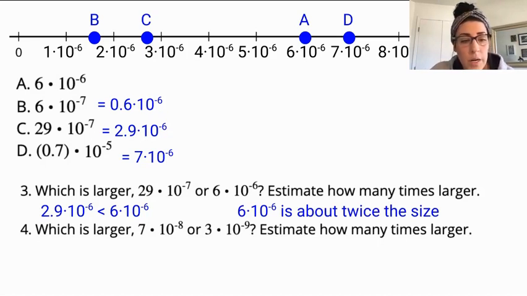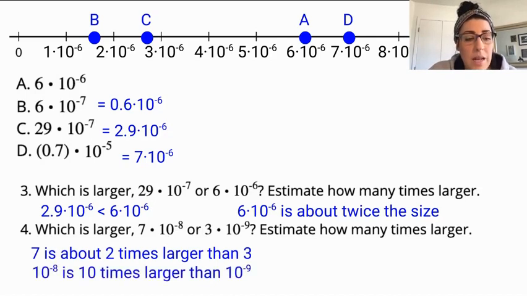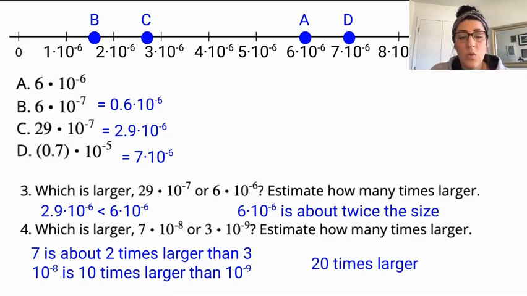In question 4, between the two that are given, which is larger, we're going to think about this a little bit differently. So we know 7 is about 2 times larger than 3, close to it, right? And then we also know that 10 to the negative 8th is 10 times larger than 10 to the negative 9. So we have 7 is 2 times larger than 3, and 10 to the negative 8 is 10 times larger than 10 to the negative 9. So ultimately, that 2 times larger and the 10 times larger would allow us to see that as being 20 times larger.